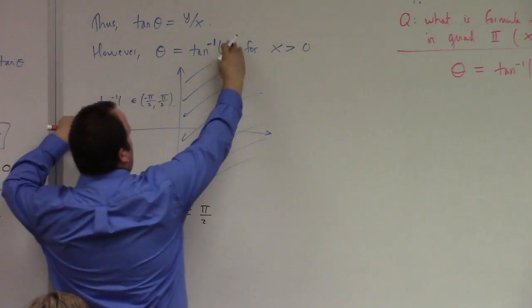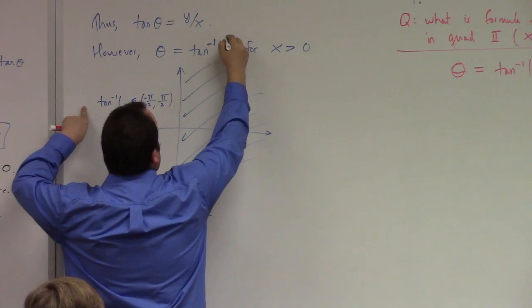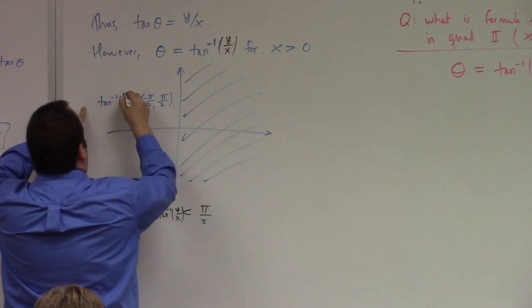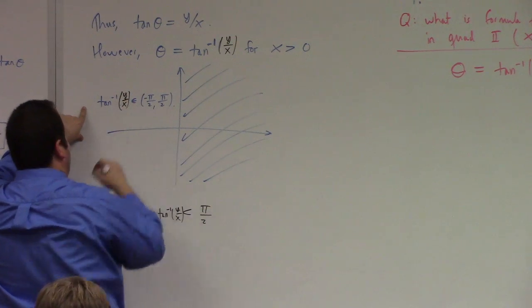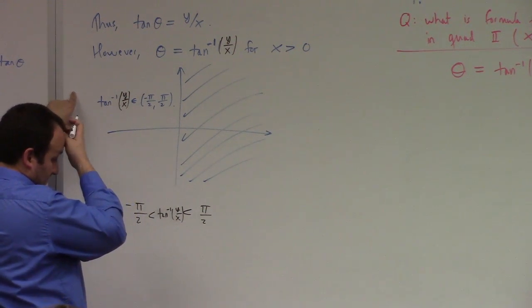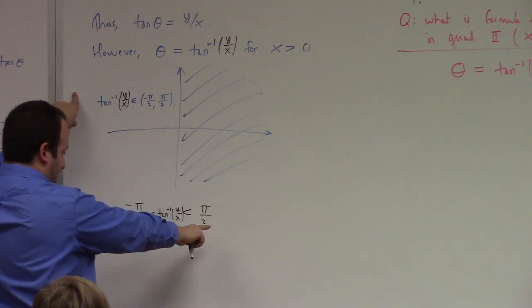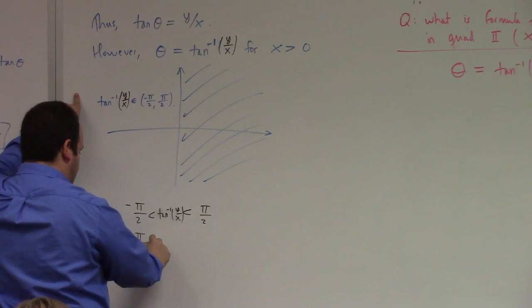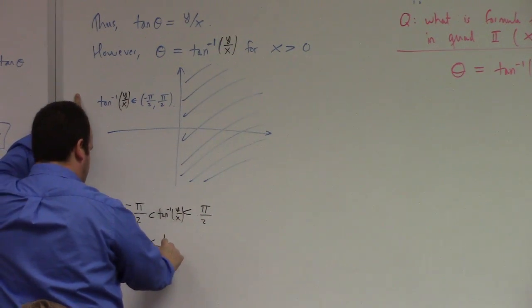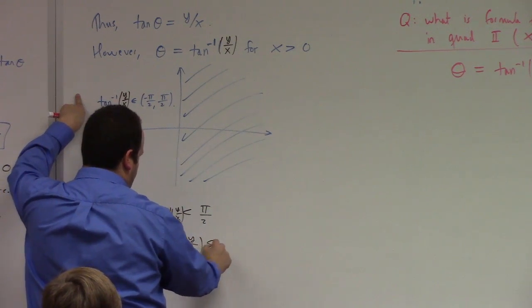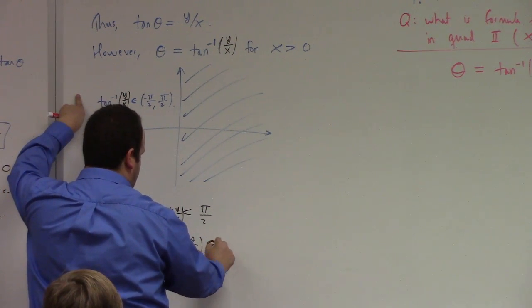Good grief, guys. Don't let me get away with that. These are supposed to be y over x, right? Sorry about that. So inverse tangent of y over x, if I add pi to this, that gives me pi over 2 less than... Oh, okay. I'm sorry, I'll get with it in a second here. It's fine.